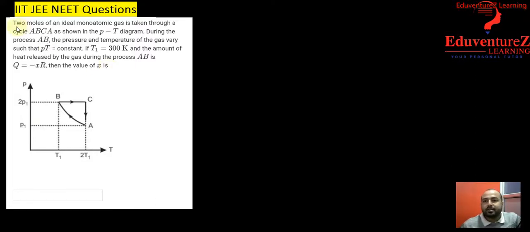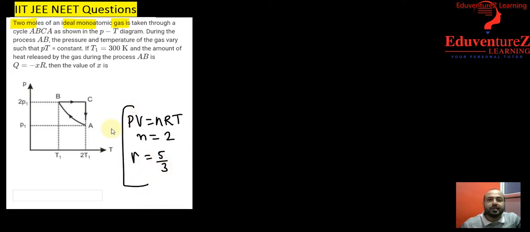Hello student, here is a question which says 2 moles of an ideal monoatomic gas. The gas is ideal, so it will follow the equation PV equals nRT, and the number of moles is 2, and this is monoatomic, so gamma is equal to 5 upon 3. So these are the values which we get by reading the first statement.